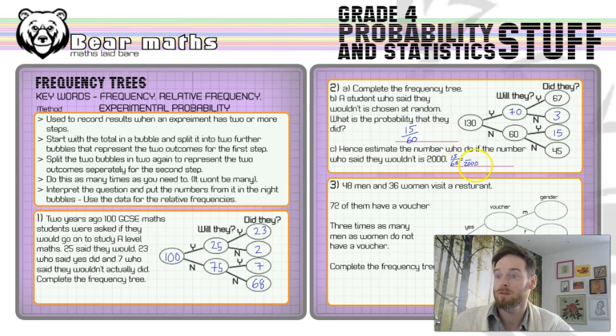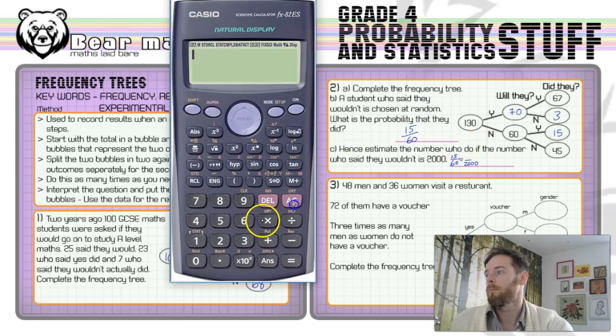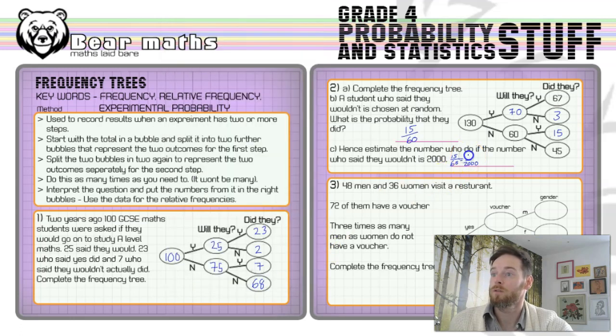So if we do 2,000 divided by 60, we get 100 over 3. And then we multiply it by the 15. So we're just finding an equivalent fraction. We got 500. So if it was a sample out of 2,000 students that said no, I'm not going to do A-level maths, we'd expect 500 to go on and actually do A-level maths.